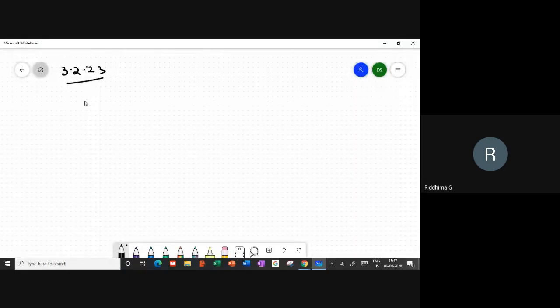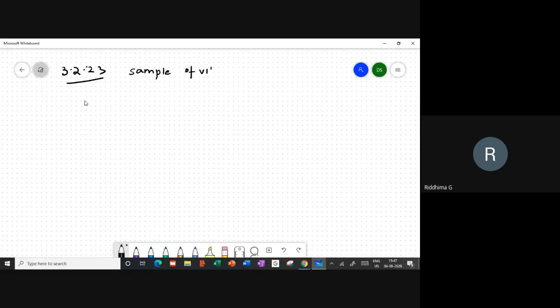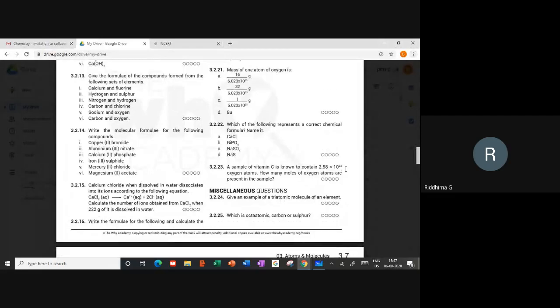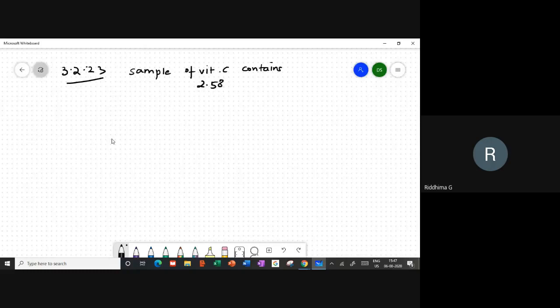Better? Fine. So they have given you the sample of vitamin C, right? Sample of vitamin C contains 2.58 into 10 to the power 24 oxygen atoms. Okay, 2.58. And they want you to find out the number of moles, right?